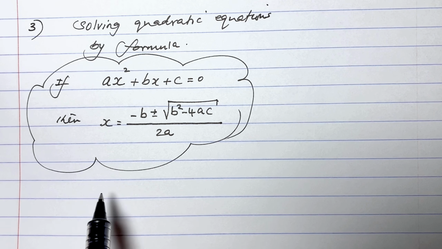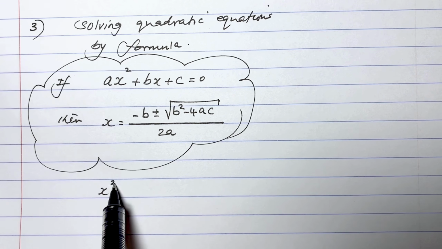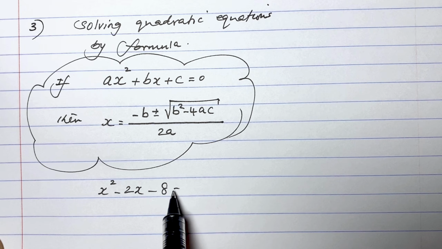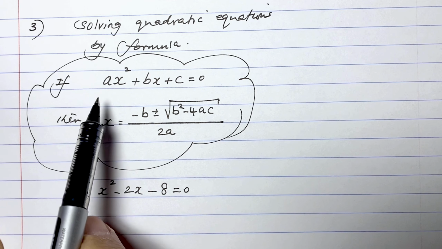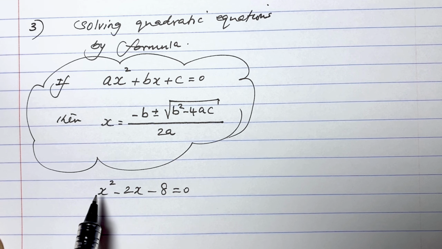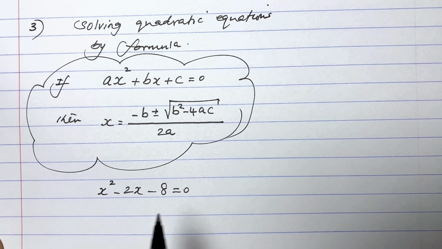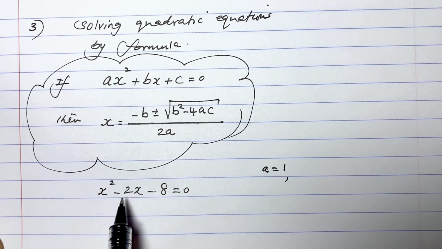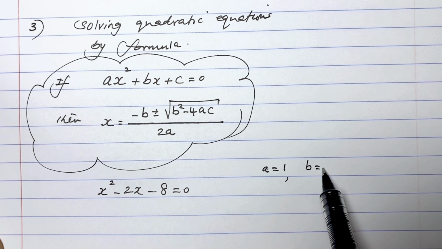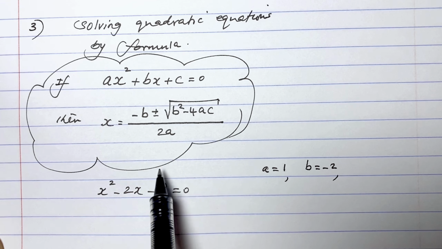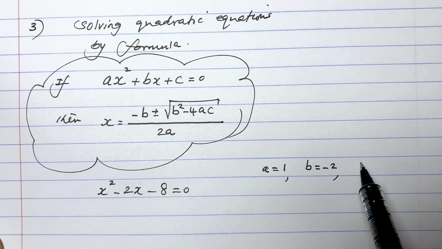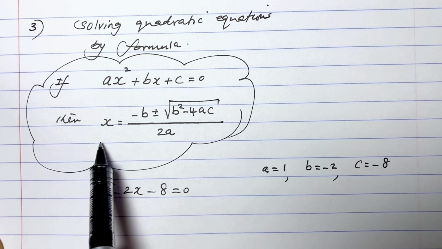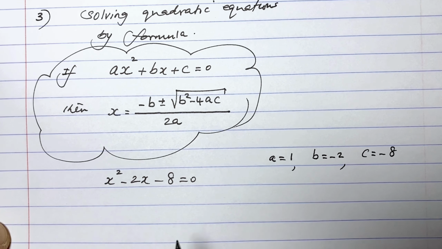So let's apply it to our equation which I designed, x squared minus 2x minus 8 equals 0. Comparing, a is the coefficient of x squared. Here is an invisible 1. So I listed here a equals 1. b is minus 2 or negative 2. And c is negative 8. So I'm going to apply the formula to these values.